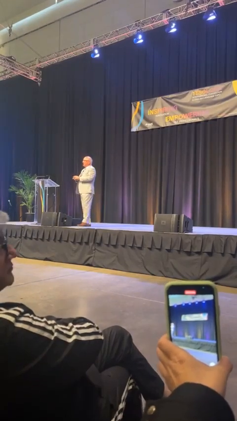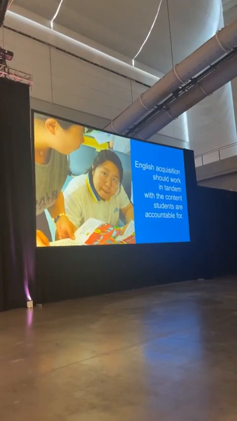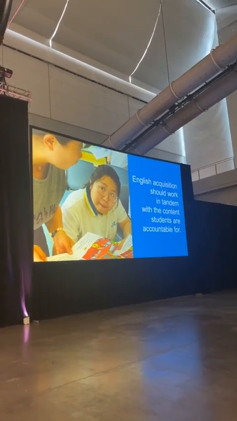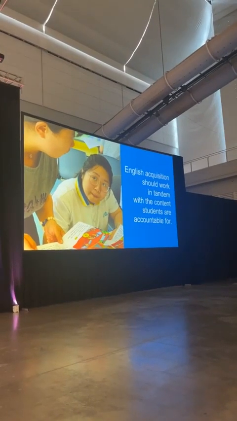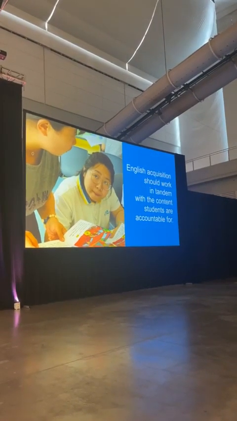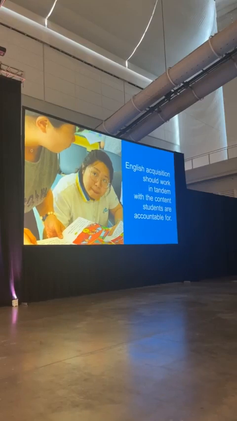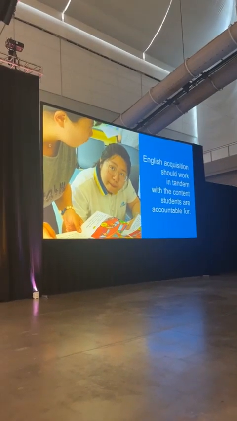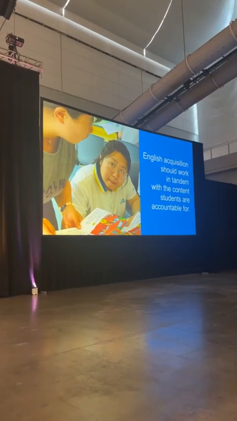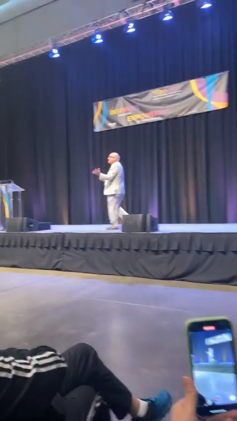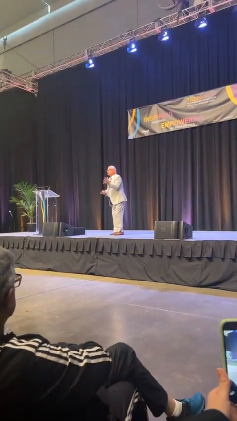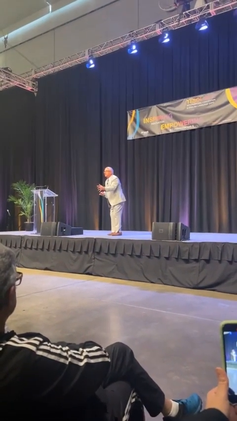English acquisition should work in tandem with content, the content the students are accountable for. I know this doesn't work in every school or every system this way, but an effort has to be made to align the 2. Vertical alignment between English acquisition standards and content standards. So that if Julio is learning about earth changes and goes to ELT, they're teaching earth changes. I go back and I have much more language to discuss earth changes.